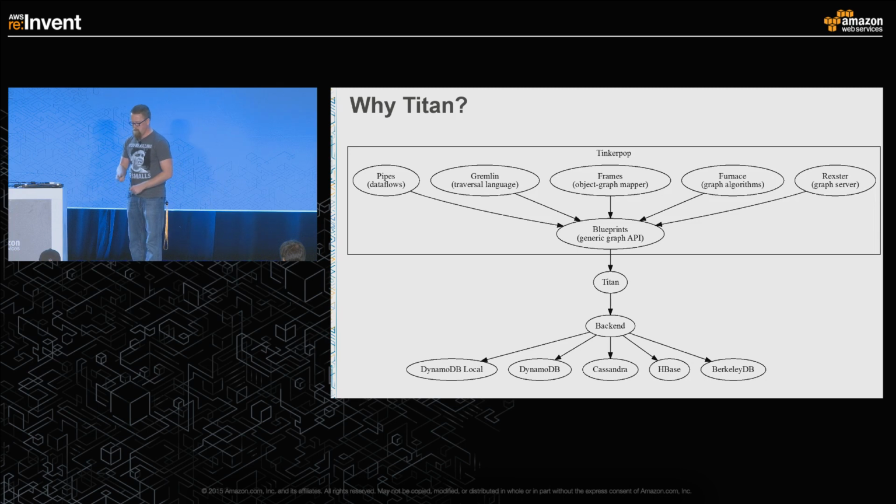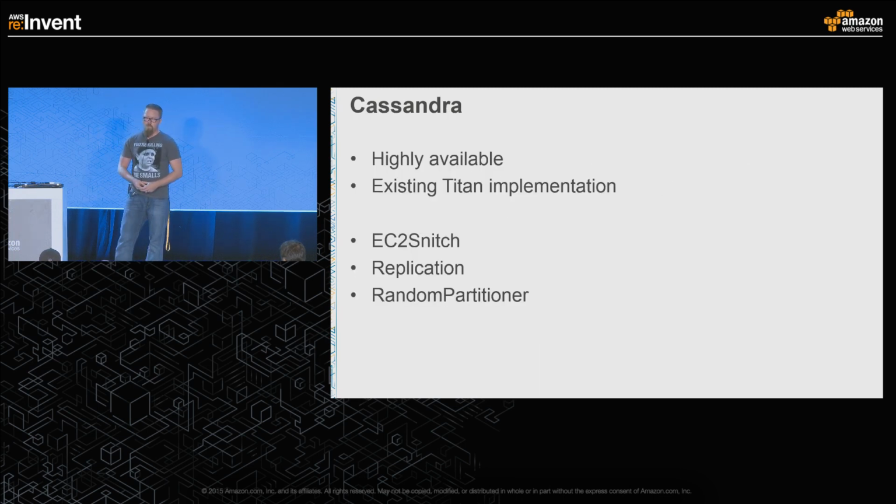Next, we moved to Cassandra. And so we invested heavily into an experiment implementing this graph database on Cassandra. And we went with it because Cassandra is highly available, had the existing Titan implementation, which is already pretty fast. We're able to use the EC2 snitch, which basically defines your EC2 topology to Cassandra so it knows how to appropriately replicate your nodes. So in the event of an AZ failure, for instance, you don't lose all the information that is in that ring. And we also used a random partitioner, so the load would be evenly distributed.